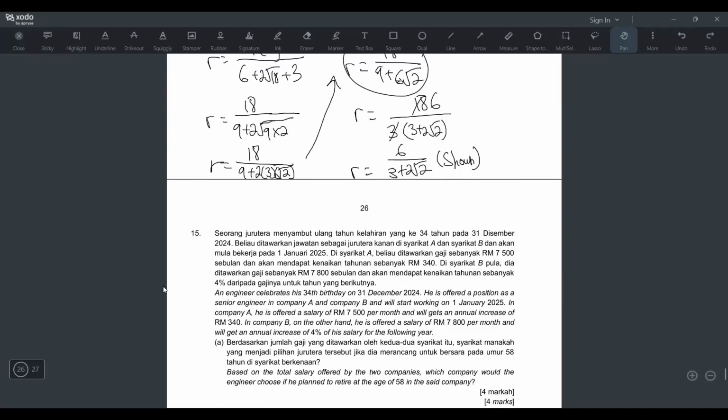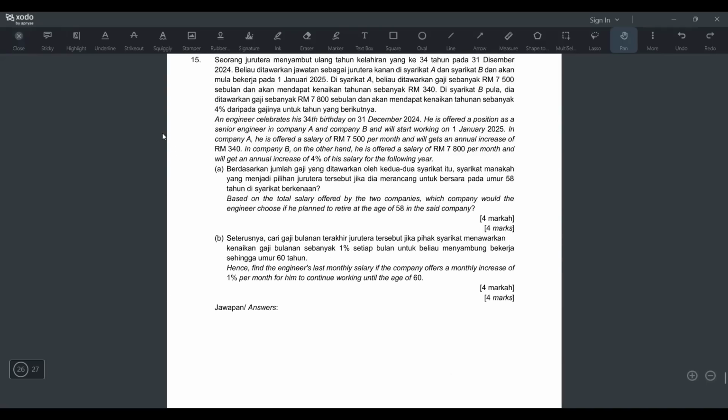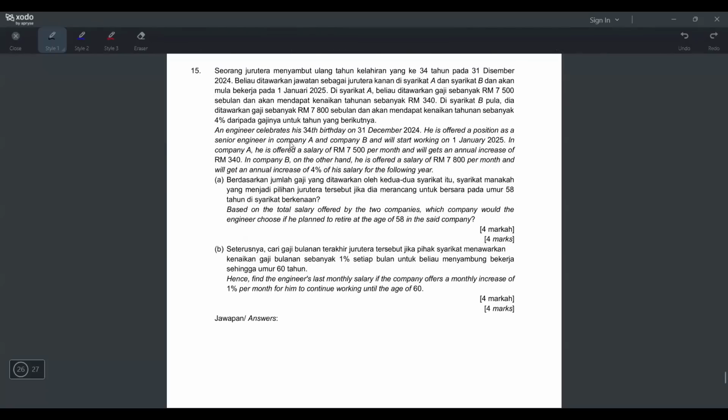Right? Okay, now I can do my last question, number 15. Finally, last question. Let's go. 15. An engineer celebrates his 34th birthday on 31 December 2024. So what it means is his birthday is on 31 December, and when it's year 2024, he turns 34 years old, right? He is offered a position as a senior engineer in company A and company B and will start working on 1 January 2025.